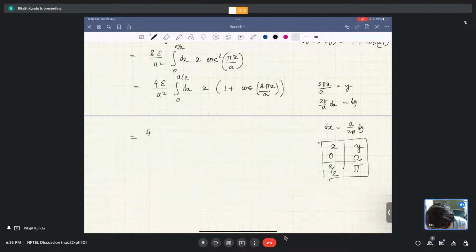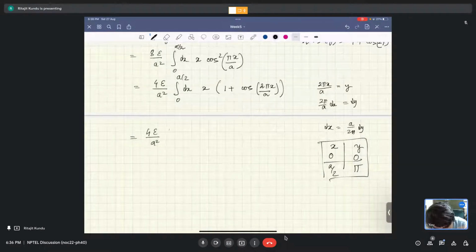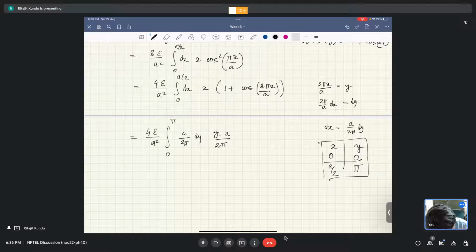Now I'll plug all of these things into this equation. Now it becomes 0 to pi, and I'll put this dx, which is a by 2 pi dy, and in place of x I'll put y times a by 2 pi, and 1 plus cos of y. Now let me get all of these constants out.